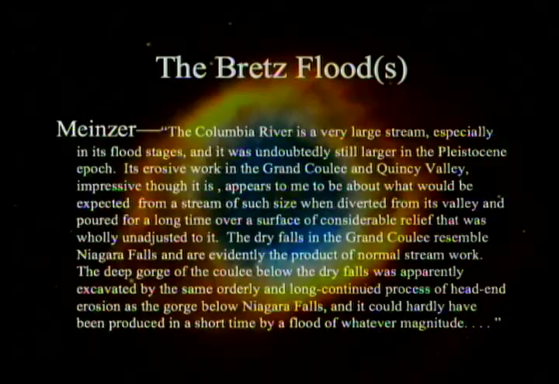And Meinzer said, after Bretz's proposal, "The Columbia River is a very large stream, especially in its flood stages, and it was undoubtedly still larger in the Pleistocene epoch." This is when glaciers were melting. "Its erosive work in the Grand Coulee and Quincy Valley, impressive though it is, appears to me about what would be expected from a stream of such size when diverted from its valley and poured for a long time over a surface of considerable relief that was wholly unadjusted to it.